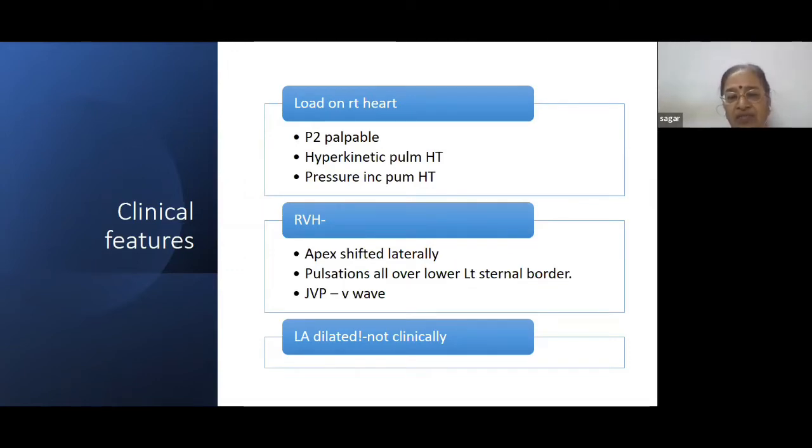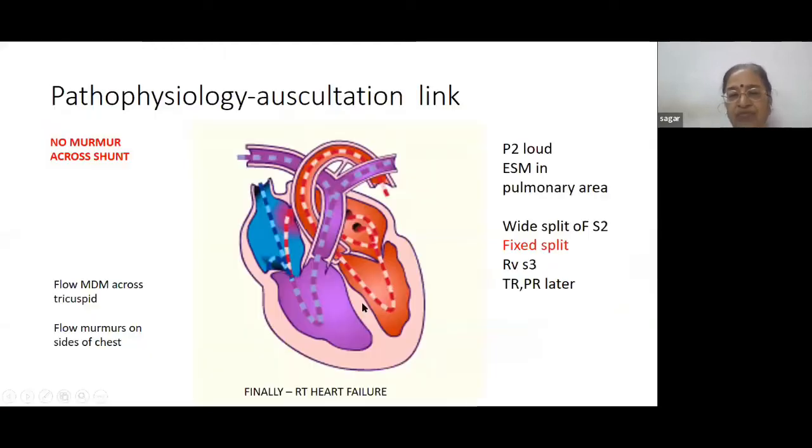And then the JVP can show a prominent V wave. The LA is dilated, but clinically you can't make out that LA, so that's why you're not seeing it. So these will be the findings on examination of a patient with ASD, that you have an apex which is lateral and right ventricular, and then you got pulsations in the parasternal region. You may get a parasternal heave later, and you get a P2 palpable, and you can get a thrill in the pulmonary area later, but that I will tell you a little later. The JVP can show a V wave.